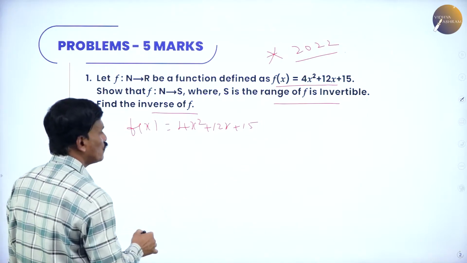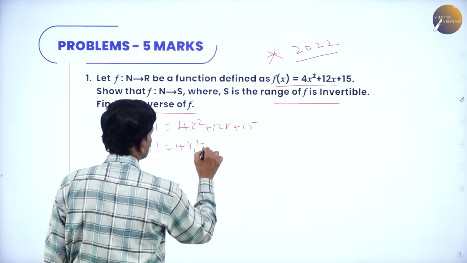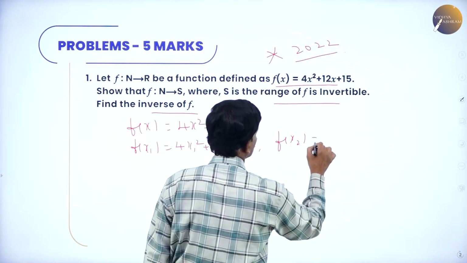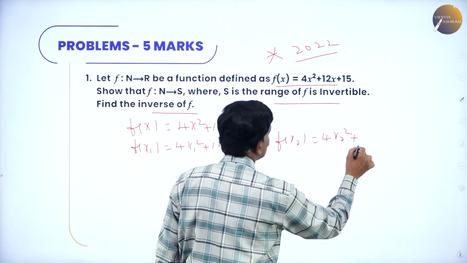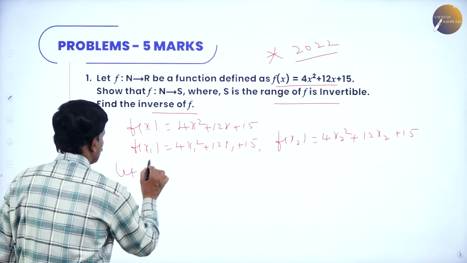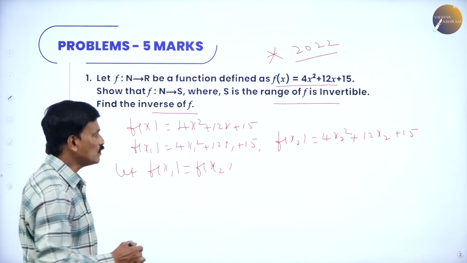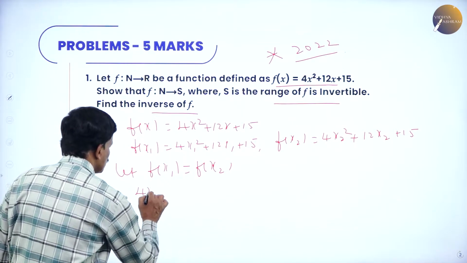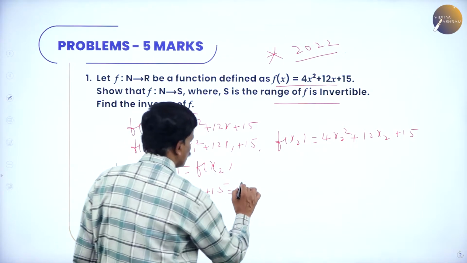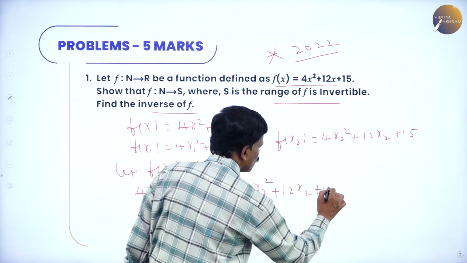Now let us consider f of x1. f of x1 is equal to 4x1 square plus 12x1 plus 15, and f of x2 can be written as 4x2 square plus 12x2 plus 15. Let f of x1 is equal to f of x2. Now just substitute the value of x1. What is f of x1? 4x1 square plus 12x1 plus 15 is equal to 4x2 square plus 12x2 plus 15.